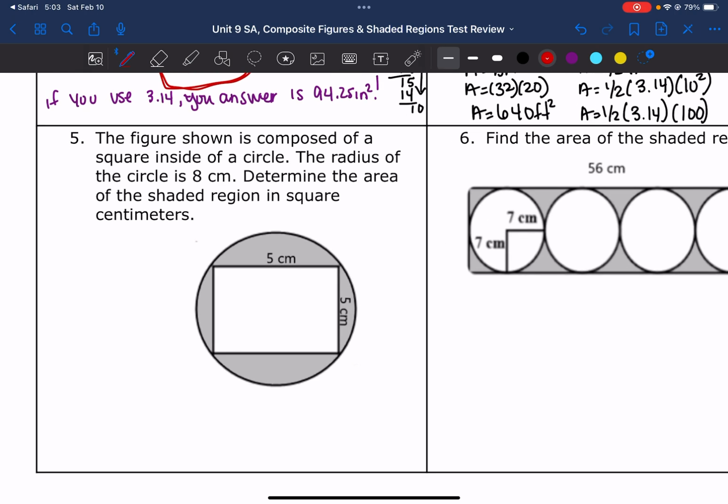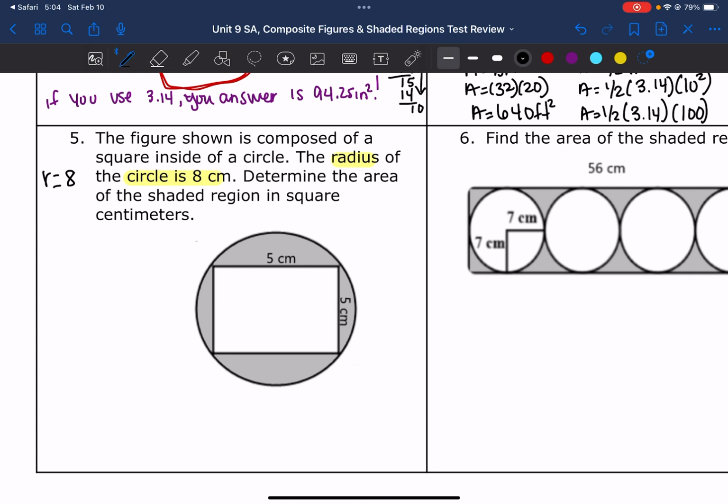So let's look at number 5 first. Number 5, some questions like this you'll have to read. Make sure you read the question if there's something on there. It says that the figure shown is composed of a square inside of a circle. The radius of the circle is 8 centimeters. So radius is 8. Why did I write 5? Okay, determine the area of the shaded region in square centimeters.